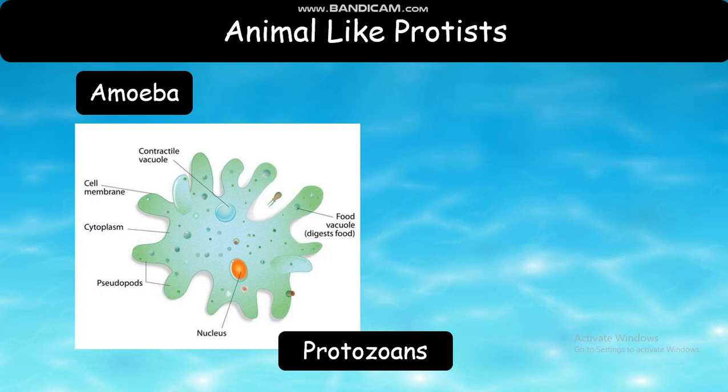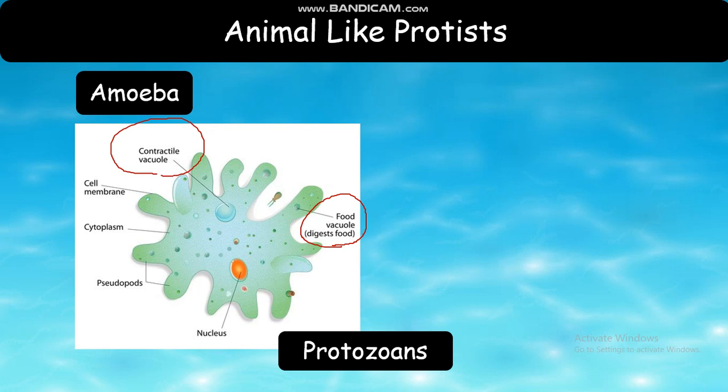Animal-like protists include organisms like amoeba. They're also called protozoans. They have special structures in their cells which help them perform useful functions. One of the major structures in their cell is the contractile vacuole and the food vacuole. The food vacuole helps in digestion of food, while the contractile vacuole helps in removal of excess water from the cell.